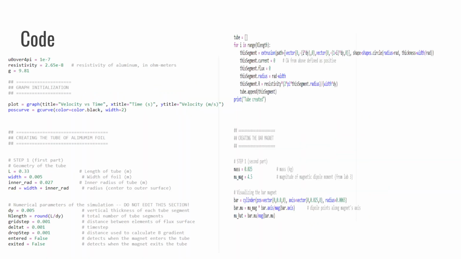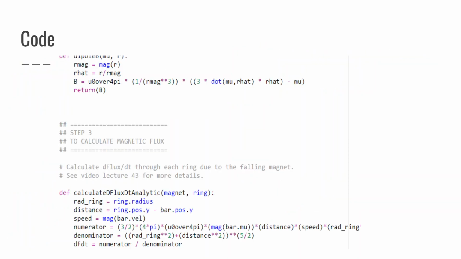And then after that, we had to code a simulation. So you can see here at the beginning some constants, like the gravity, setting up the graph, and all of the constants of the dimensions of the tube. And then the first part that you can see on the right is just setting up the actual simulation for the tube, and then calculating and simulating a bar magnet. And then on this part, it's kind of cut off, but the top part is just calculating the magnetic dipole, which we've done multiple times.